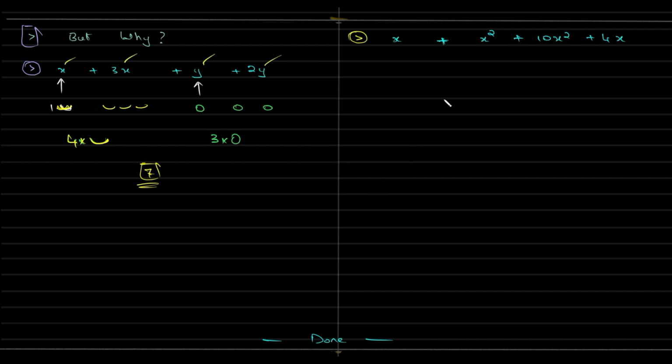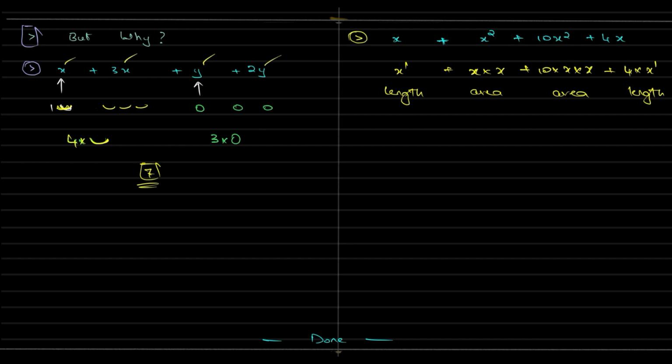The next one, x square, 10x square, 4x. See, x represents a single dimensional quantity. X square represents x into x, a 2-dimensional quantity. And 10x square also represents a 2-dimensional quantity, and this is a single dimension quantity. So if I ask you to add, say single dimension is length and 2 dimension is area. This is also area and this is length. Will you ever add length and area? You can multiply length and area, but you cannot add them.